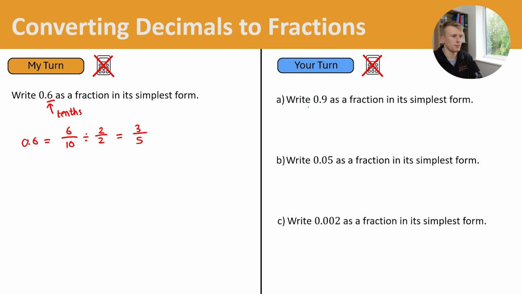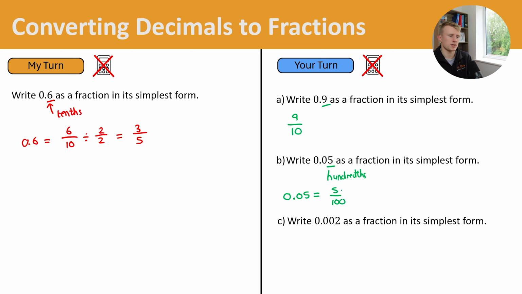Let's look at our first example. Write 0.9 as a fraction in its simplest form. So the digit 9 is in the tenths column, so we can say that 0.9 is 9 tenths. In the next example, it says write 0.05 as a fraction in its simplest form. The digit 5 is in the hundredths column. So what we can say is that 0.05 is equal to 5 hundredths.